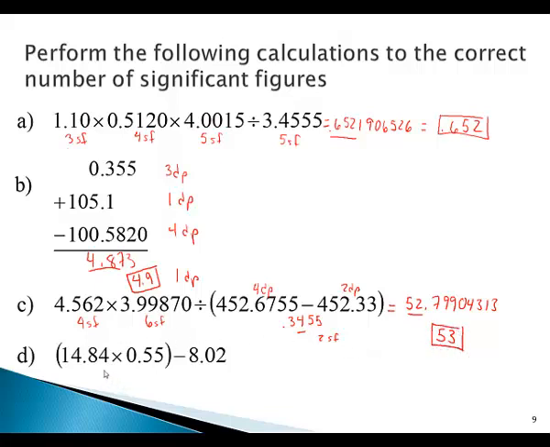In our last example, we have to do the multiplication first. Multiplication we know is total number of sig figs, so this one is 4 sig figs. Our second value has 2 significant figures. We multiply this together and we get 8.162. Only 2 significant figures, so I underline the last value that's significant.